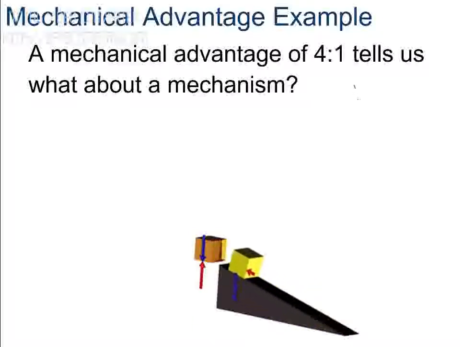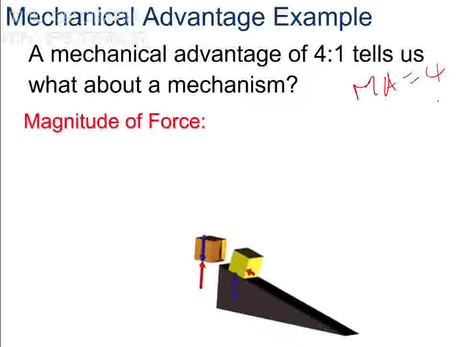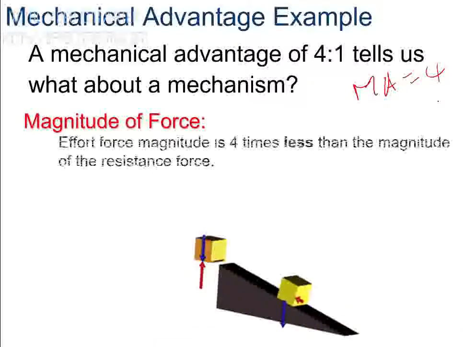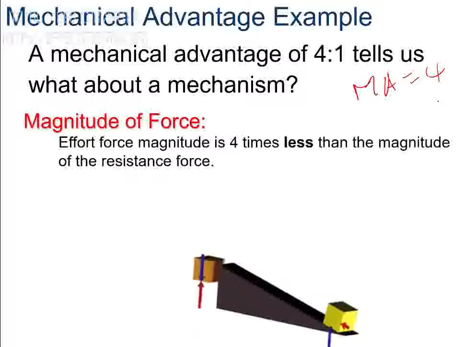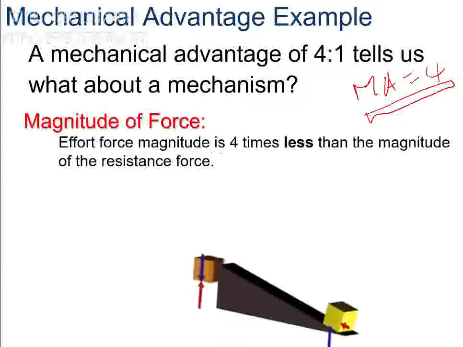That means a mechanical advantage equivalent to 4 tells us something about a mechanism. For example, a mechanical advantage of force, 4 to 1, indicates that the applied effort is multiplied by 4 times, increased by 4 times, or the load is greater than the effort 4 times, or the effort is less than the load 4 times.